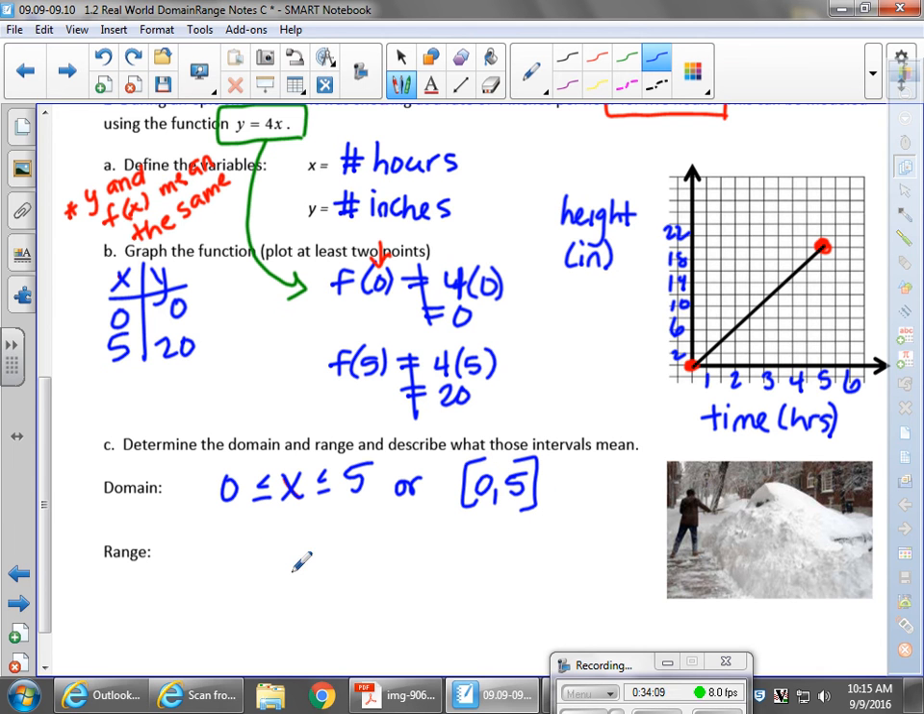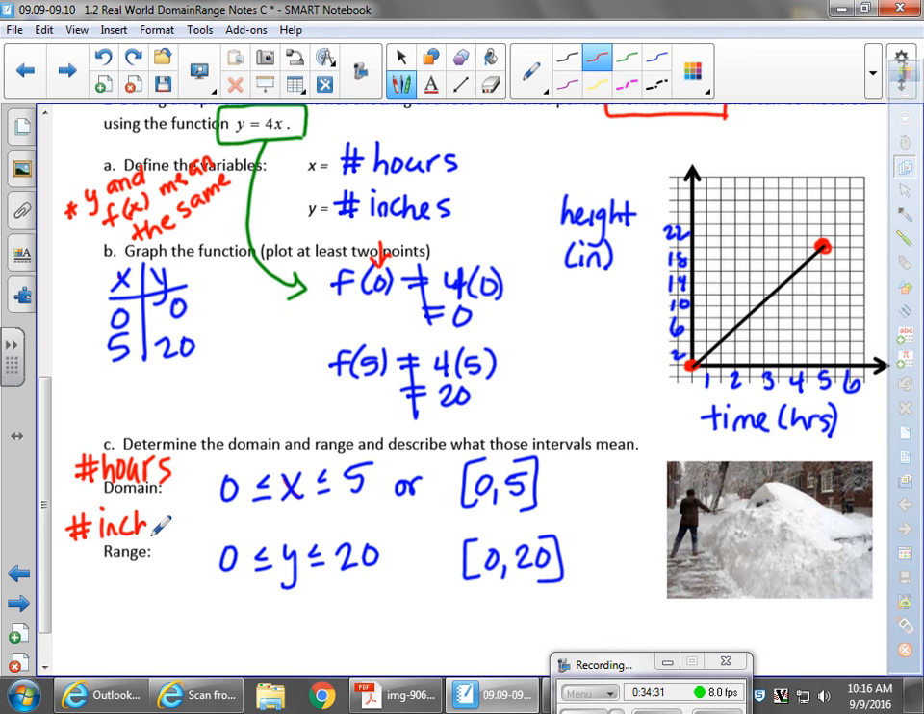And who's got my range? Awesome. Let's talk about why this is right. What did domain represent again? Number of hours. And what did range represent? Height in inches. At 0 hours, how much snow is on the ground? 0. We calculated that using our formula by plugging in 0, and the output was 0. At 5 hours, which was the longest it snowed, when we plugged in 5, we calculated how much snow max.